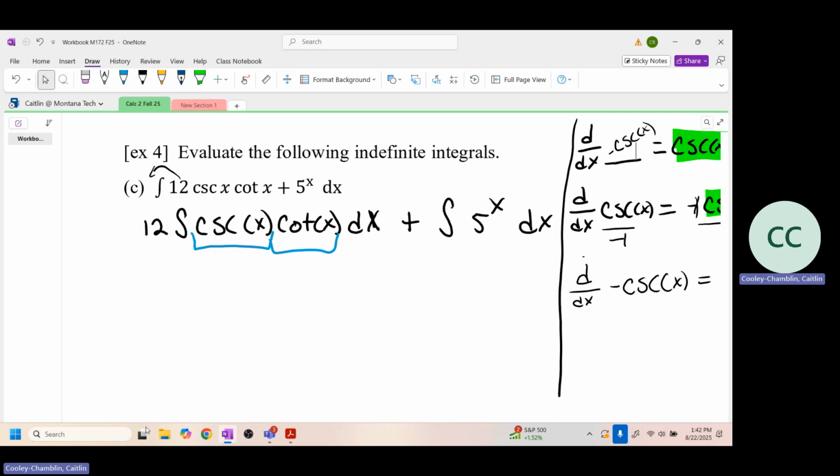So for this first one, we get 12 times negative cosecant of x.